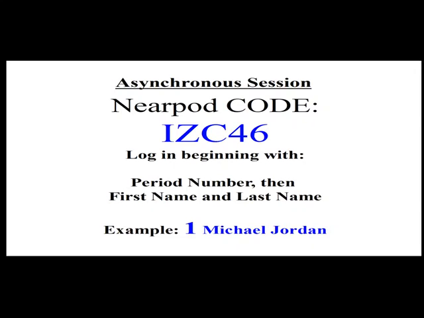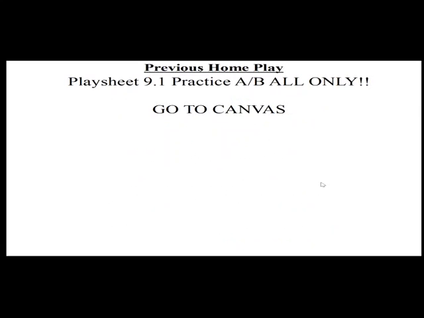All right. Your homework for the weekend was page 9.1, practice AB, all only. So you already turned that in Canvas. Make sure you took a picture of your work and so on and so forth. And once again, your homework for tonight, page 446, 447.